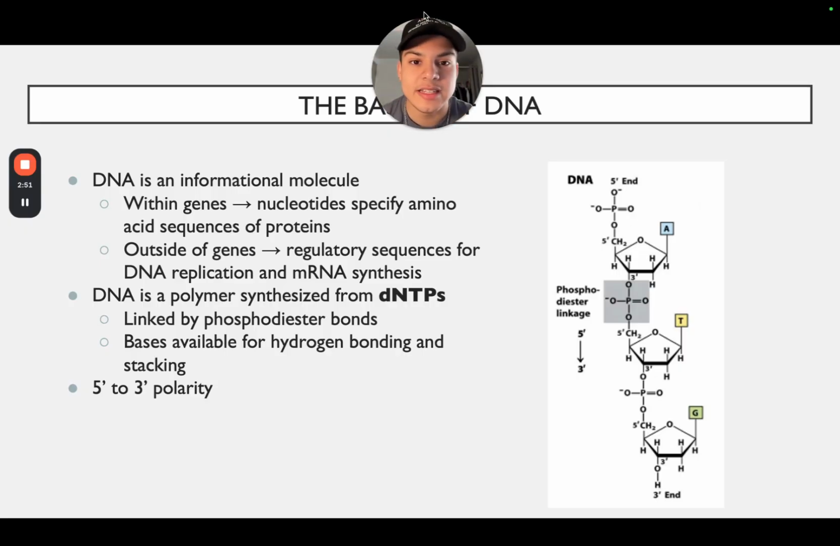And then again, DNA is linked by phosphodiester bonds, and the bases are available for hydrogen bonding and stacking. This means that DNA, obviously we know that it's the double helix. They have hydrogen bonding and they have base stacking as well. That allows for the stability of DNA, or for DNA to have a really high stability. And again, there's a 5' to 3' polarity. This is because the 5' end has the phosphate group, and that is negatively charged, whereas the 3' end only has the hydroxyl, which is not negatively charged at all. So it creates this polarity, this dipole moment within the DNA helix.